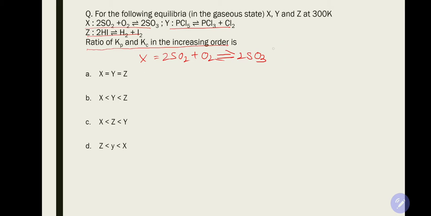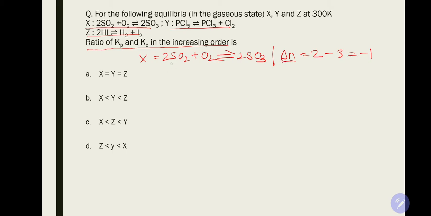Okay, let us directly derive the value of delta N. Here I'll derive the value of delta N for the X equation. What is the product? Delta N is NP minus NR, that is the number of moles of product minus the number of moles of reactant. That is 2 minus (2 plus 1, that is 3). So it is minus 1. Here you can see the value of delta N is minus 1.